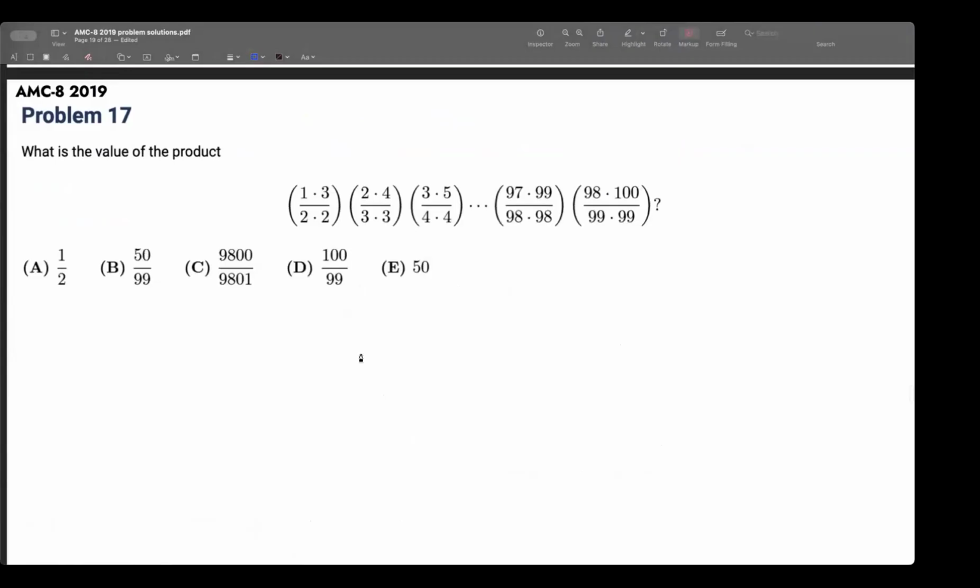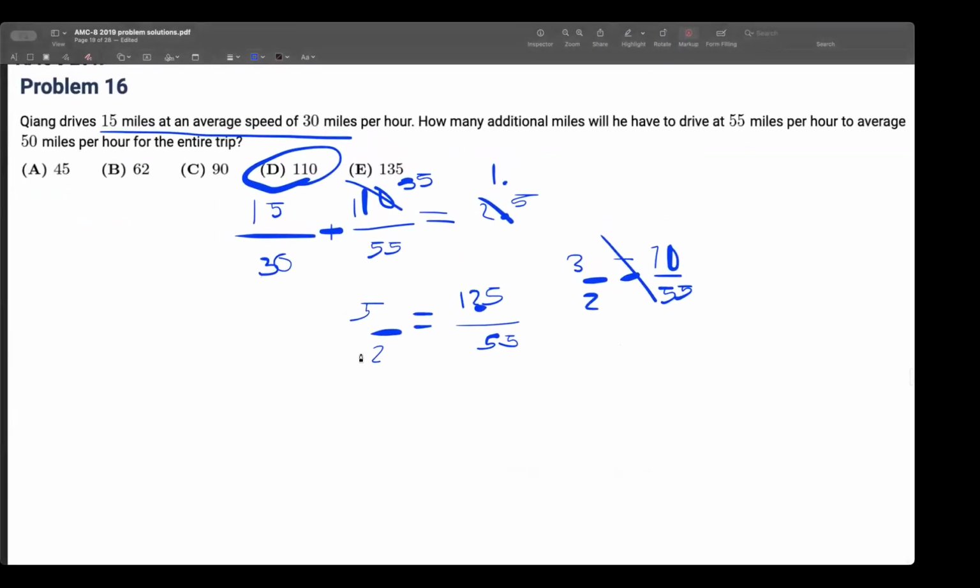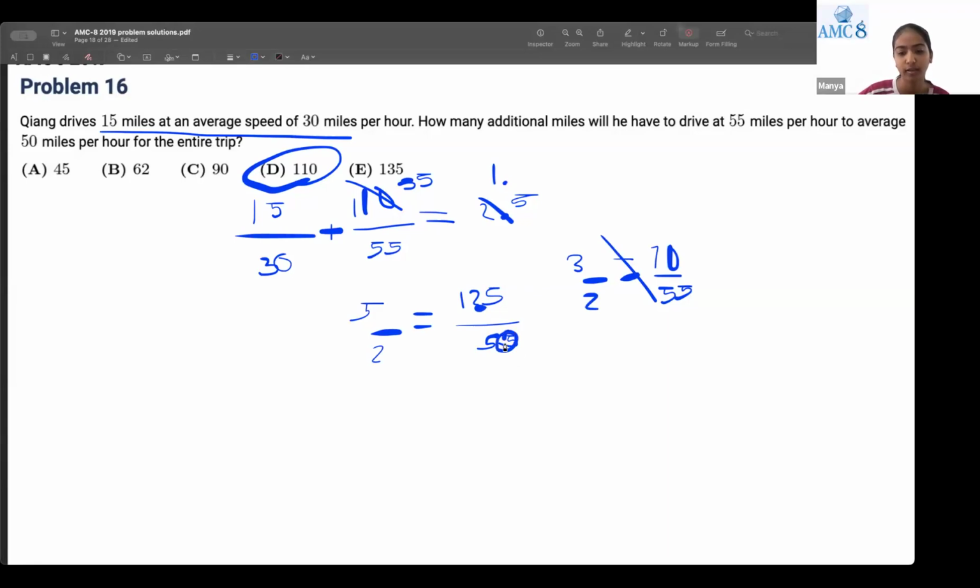But 125 divided by 55 isn't 5 2. Oh, sorry, this is 125 by 50. Since there's 50 miles per hour average, it says 50. It says how many additional miles does he have to drive to average 50 miles for the entire trip. So sorry, this is actually 50, not 55.